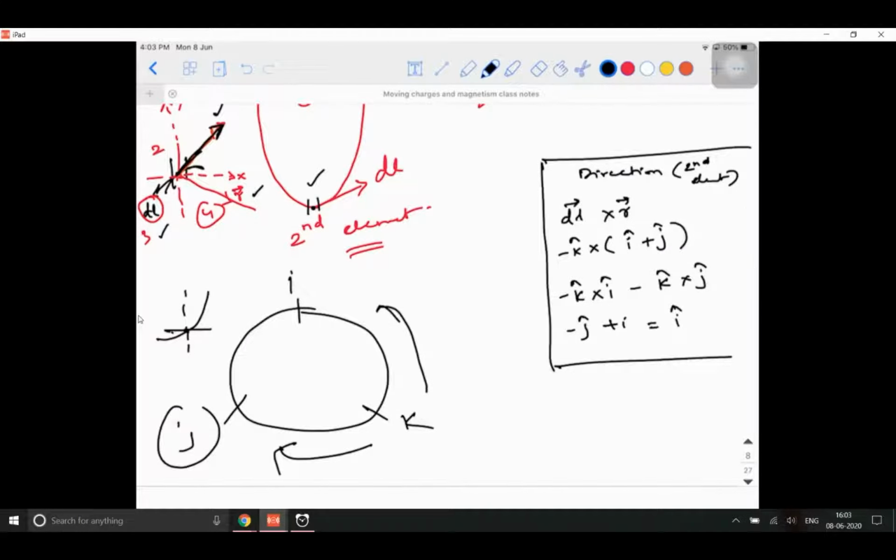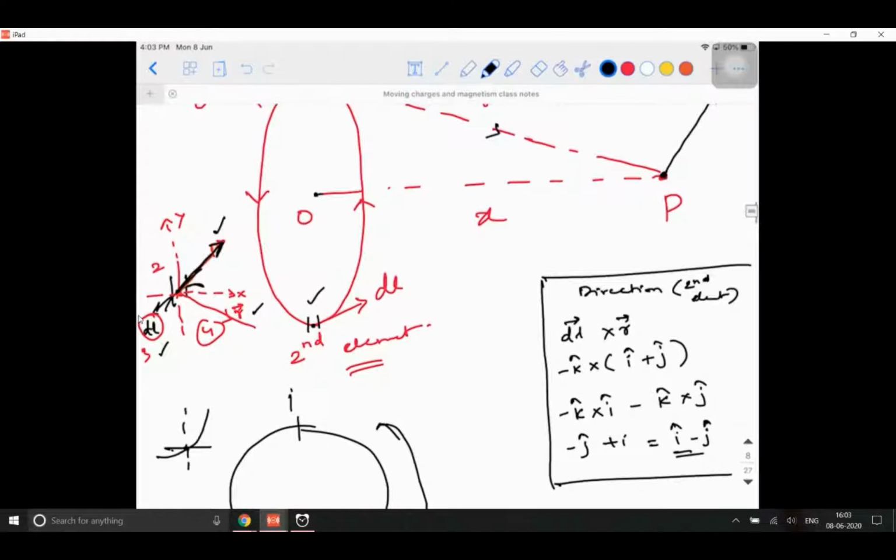So what is the answer? It is going to be i cap minus j cap. Yeah, you're right. So i cap minus j cap is going to be in the fourth quadrant. So fourth quadrant means it is supposed to be like this.